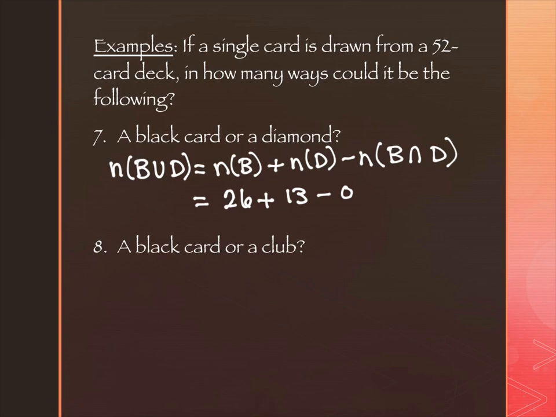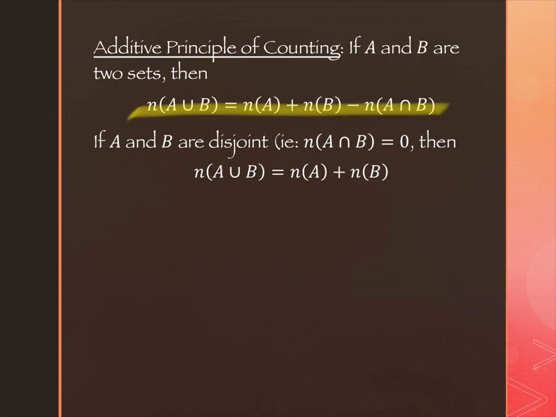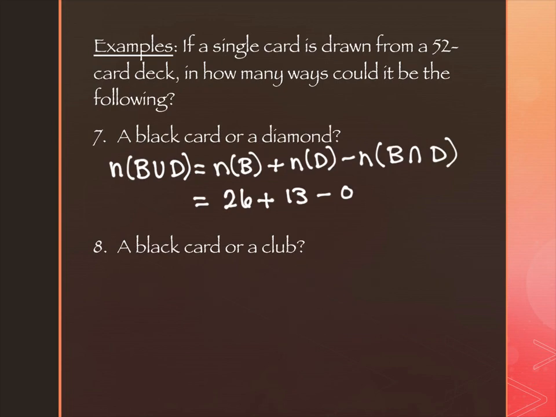All right, so we could have used that second formula on this one, right? Because these are disjoint sets. It can't be both black and diamonds at the same time. But it's also perfectly fine that I used the one that I highlighted in yellow and just put 0 in the last space. So 26 plus 13 minus 0 is 39. There are 39 cards that are either blacks or diamonds. In fact, the only thing that we didn't include is what? Hearts. And there's 13 of them, right?